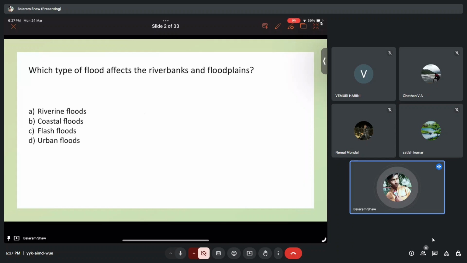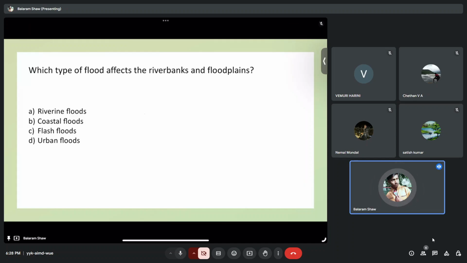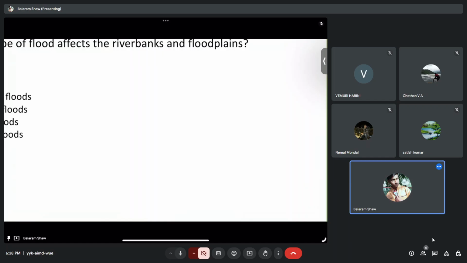Okay. So the first question is, which type of flood affects the river banks and floodplains? Anyone? I just mentioned in the beginning only, right? So the flood which affects the river banks and floodplains is the riverine flood. So the correct option will be A. Okay. If you have any question, you can just stop me there and then we can take a session.